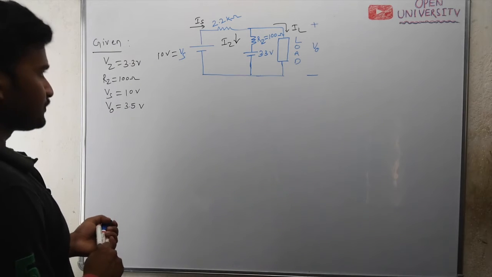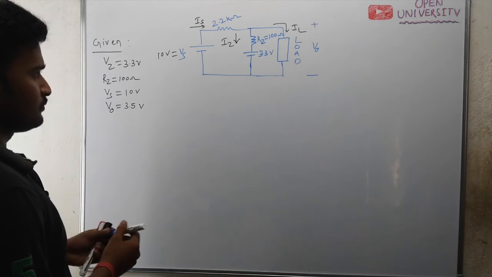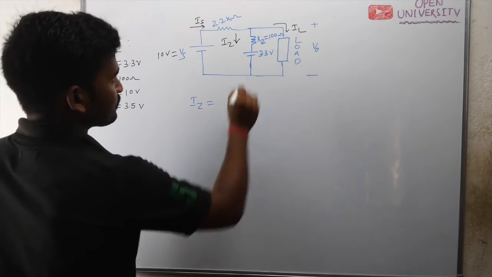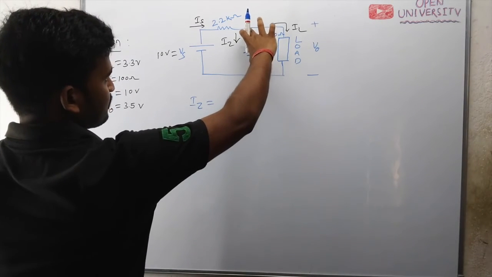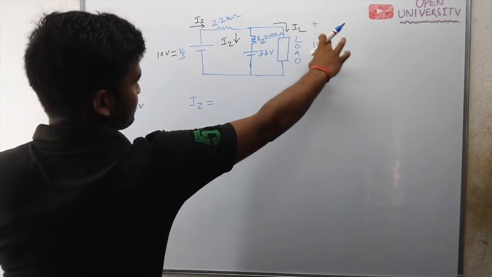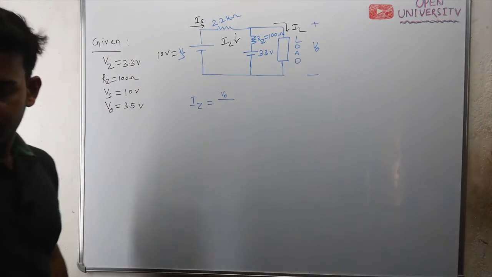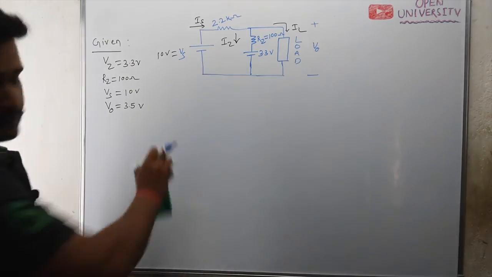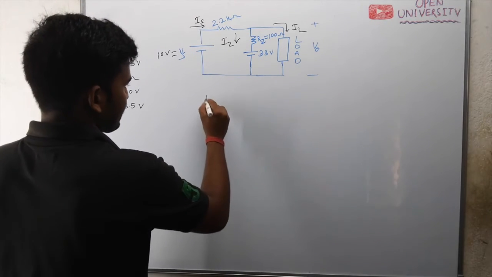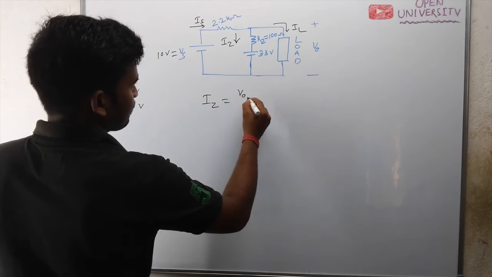Now how to get the Iz value? You can get Iz this way. Iz equal to, what is the total voltage across this Zener diode? Nothing but V naught. Total voltage across this is V naught. The V naught divided by... you can write Iz equal to V naught. Okay, this is the volt.